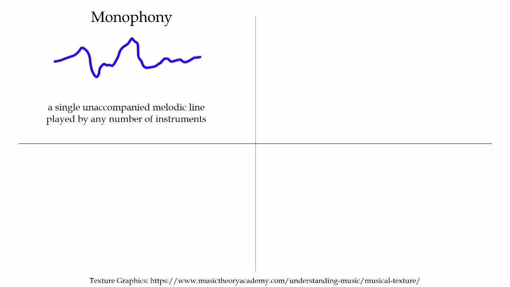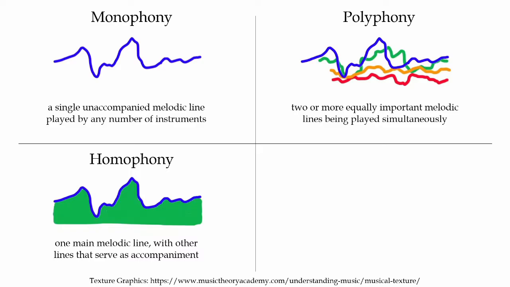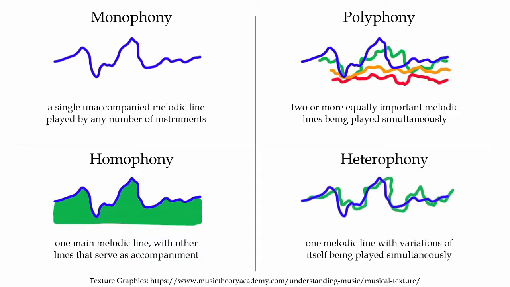Monophony, which is a single unaccompanied melodic line. Any number of instruments can be involved as long as they all play the exact same line. Polyphony is described as two or more independent lines of equal importance that are played simultaneously. Homophony includes one predominant melodic line with other subordinate lines that serve as accompaniment to the main melody. And heterophony is known as one melodic line played concurrently with one or more variations of itself. The melody can be varied with different rhythms, tempi, or other embellishments.